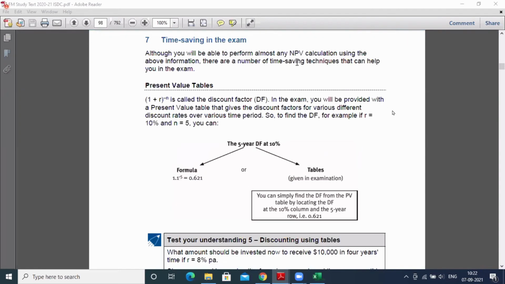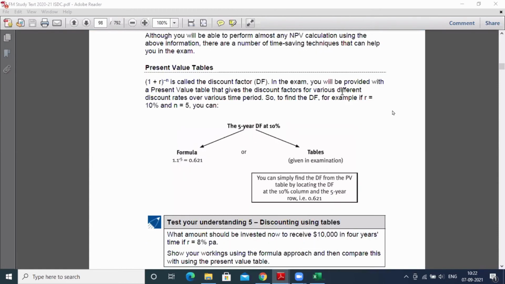Now here you can see, although you will be able to perform almost any NPV calculation using the above information, there are a number of time-saving techniques that can help you in the exam. This is very important. Present value tables. So these are called the discount factors. In the exam, as I mentioned, this present value table will be provided. So you can refer to the present value table and you can find the discount factor.